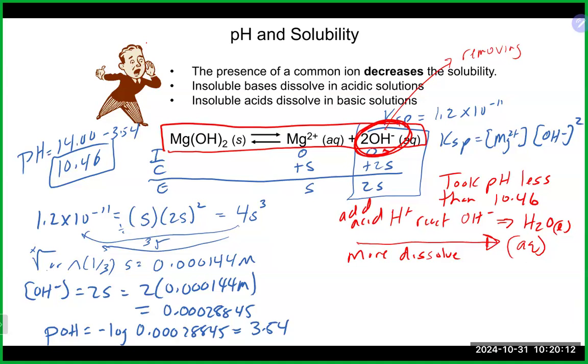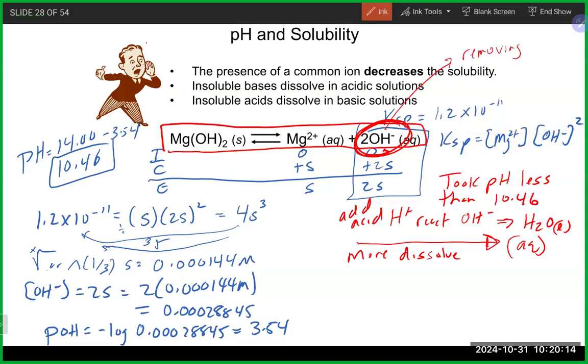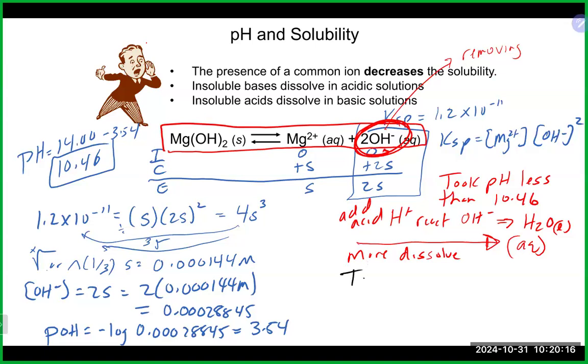I decide that I want to actually take the pH above 10.46. And if I'm going to take the pH above 10.46, that means I need to raise the pH, which means most likely in this case, I'm going to add a base. And that means I'm going to really add hydroxide.